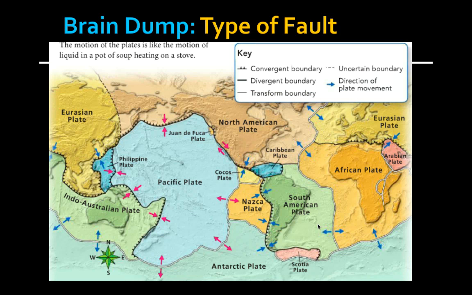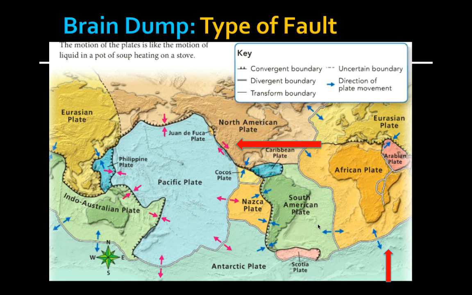Let's test your knowledge. What type of fault or plate boundary is below the arrow that just appeared? This is a convergent boundary because the two plates are pushing into each other. What type of boundary is this arrow pointing to? This is a transform boundary. The plates are sliding past each other.